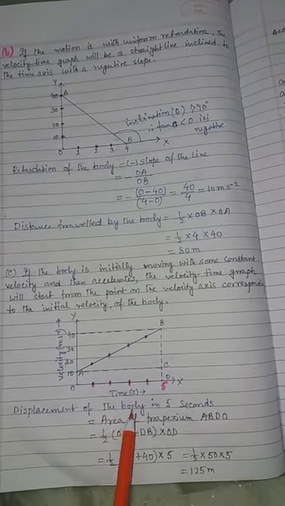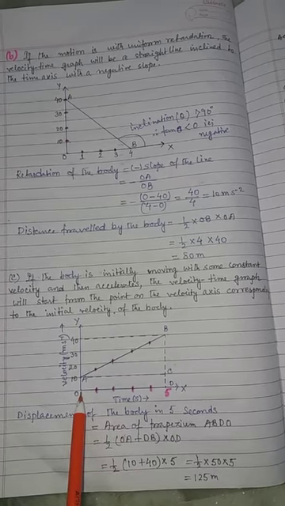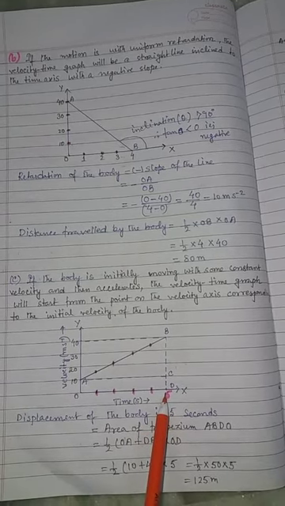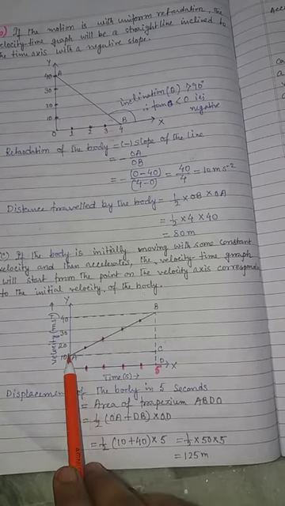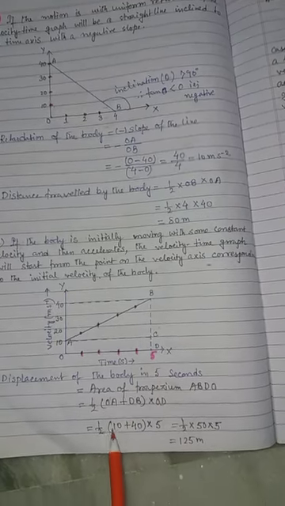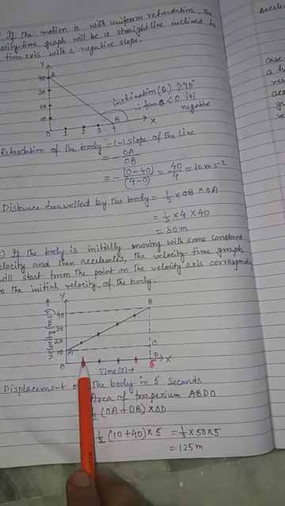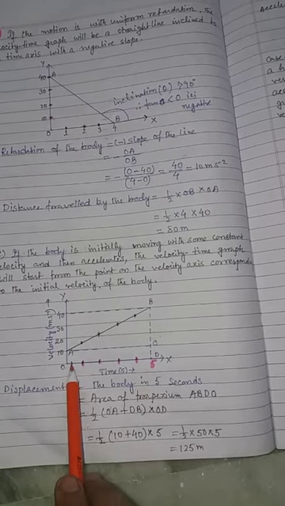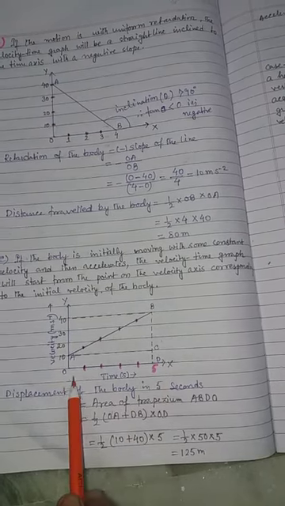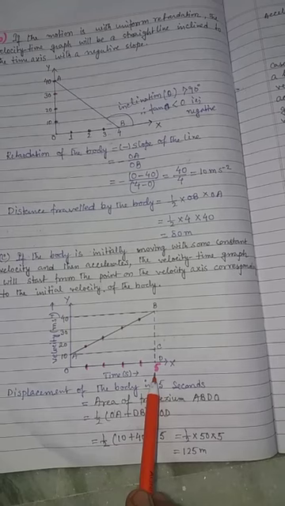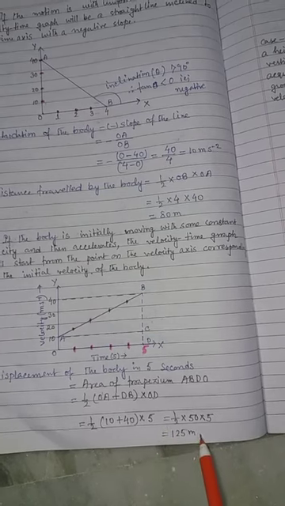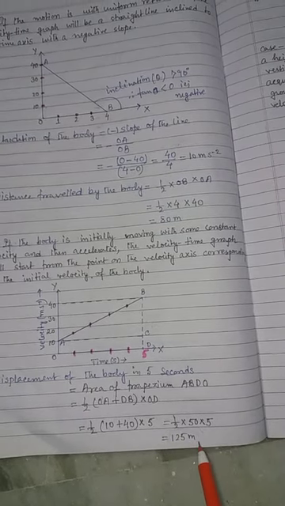Here the total displacement will be the area of this figure, that is the area of trapezium OABD. We know the area of a trapezium equals half into the sum of parallel sides, that is half into OA plus BD, into the perpendicular distance, that is AC or OD. OA equals 10, BD equals 40, OD equals 5. Putting the values of OA, BD and OD, we get total displacement is 125 meters.